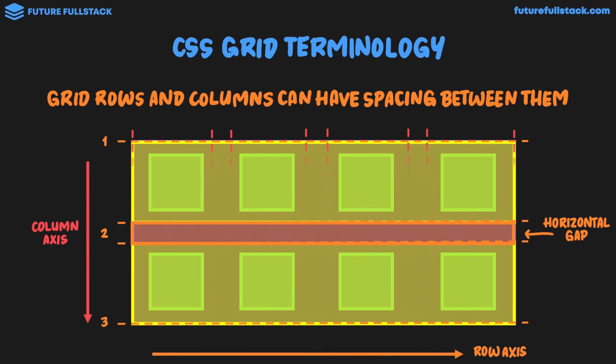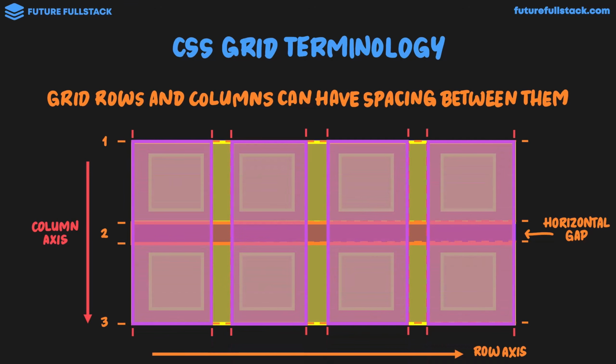Looking now at our vertical grid lines, we again have our grid columns shown in purple, and let's go label our vertical grid lines. We have grid line 1 on the edge of the grid container. Grid line 2 now has some vertical gap. Grid line 3 also has some vertical gap. Grid line 4 also has vertical gap. And grid line 5 is on the edge of the grid container.